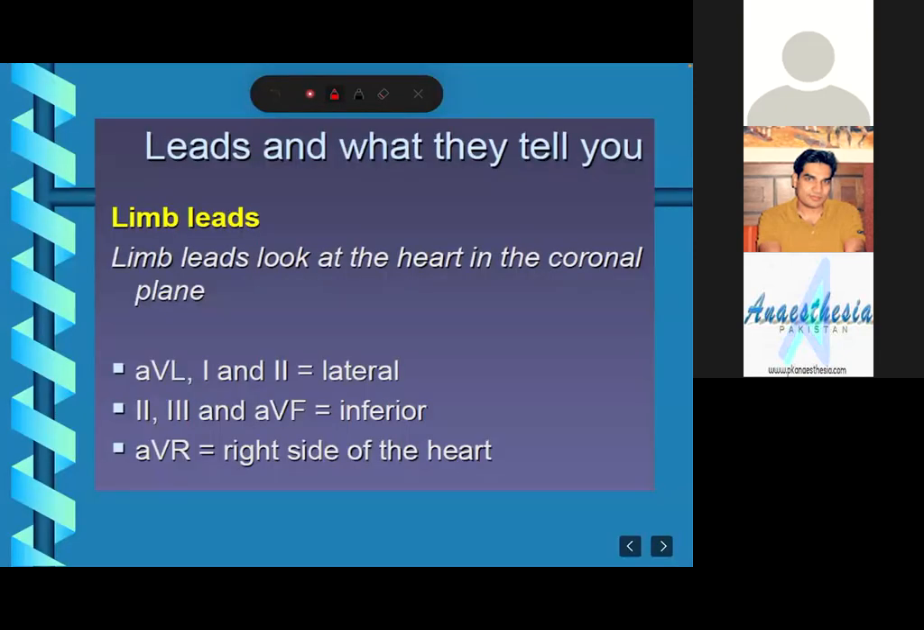Next, the important thing is which leads show which part of the heart. First of all, let us discuss the limb leads. Leads 2, 3, and AVF are the inferior leads. Lead 1 and AVL are the lateral leads, and AVR demonstrates the right side of the heart.